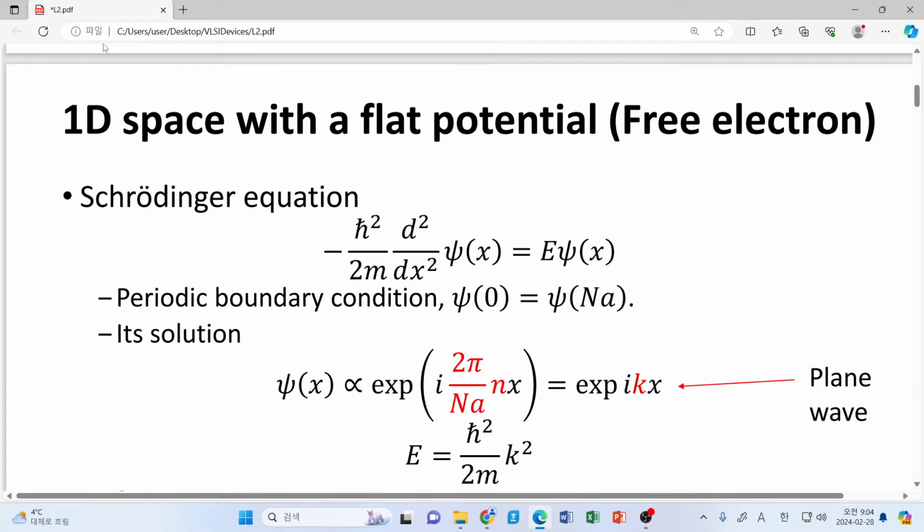Today's lecture content starts from 1D space with a flat potential. So there is no position-dependent variation of potential energy. We call it a free electron. Here free means that it is not confined by a certain potential well.